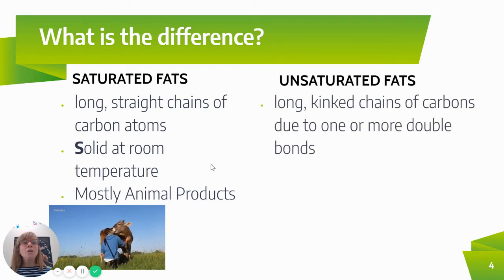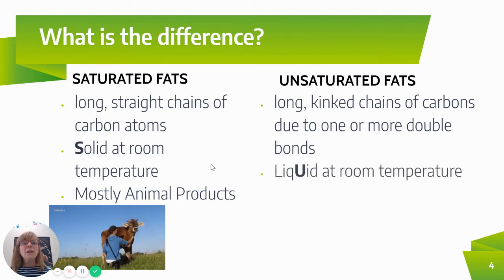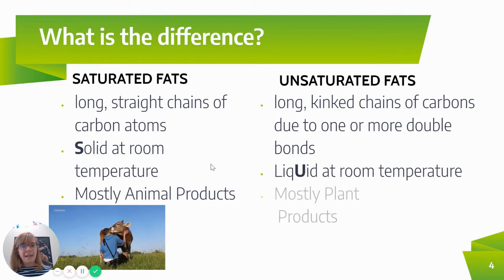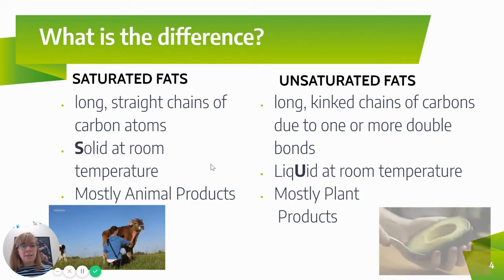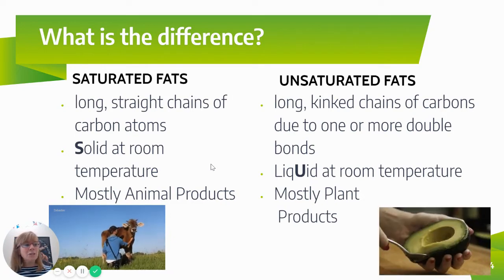Unsaturated fats have long kinked chains of carbons due to that double bond that I showed you on that previous slide. They're liquid at room temperature. So I've made the U a little bit bigger. I'd like you to do the same thing in your notebook. It will help you when I go back to telling me what's a saturated fat and what's an unsaturated fat. So make that big letter U. They're liquid at room temperature, and they're mostly your plant products. So they're going to be like an avocado or some of your oils.